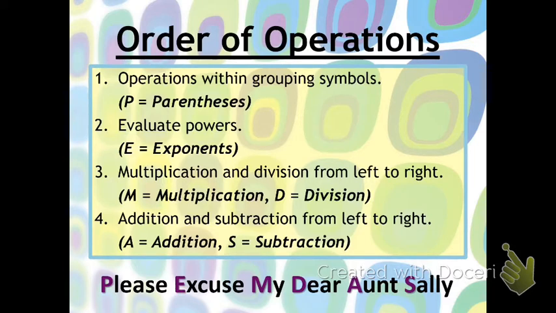You may have heard the acronym PEMDAS, or Please Excuse My Dear Aunt Sally, to help you remember the order of operations. The P stands for parentheses, but it could really be any grouping symbol, which would include brackets or maybe even a fraction bar. The E stands for exponents, but could really include radicals as well, because radicals could be written as exponents.